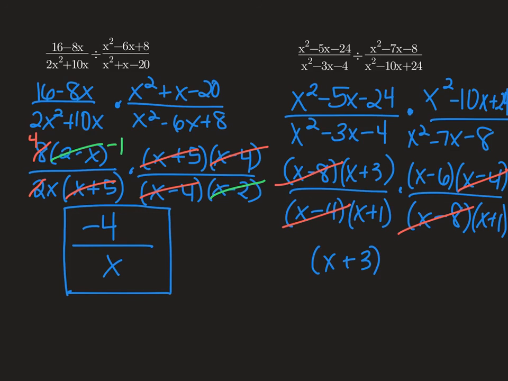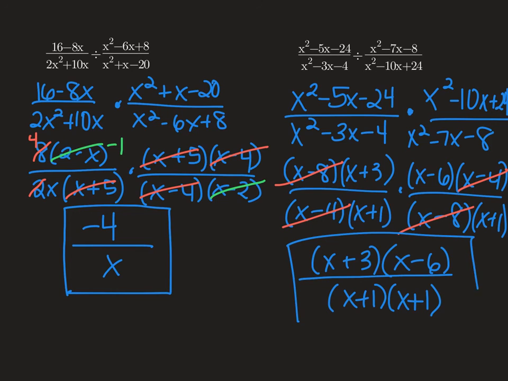but I get x plus 3 times x minus 6 when I multiply the top, over x plus 1 times x plus 1. We could write x plus 1 squared if we wanted. And this is an acceptable answer. I don't need to go through and FOIL those together or multiply them together.